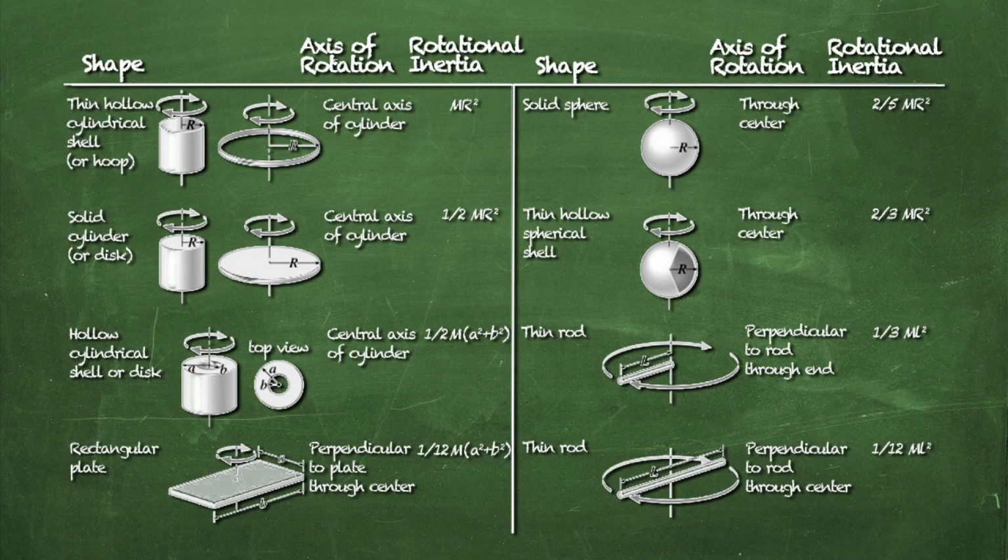These two are the same because they share the property that all of the mass is at a distance r from the axis of rotation, so the rotational inertia of a thin, hollow, cylindrical shell or of a hoop is the mass of the cylindrical shell or the mass of the hoop times the radius of the hoop squared or the radius of the cylinder squared.